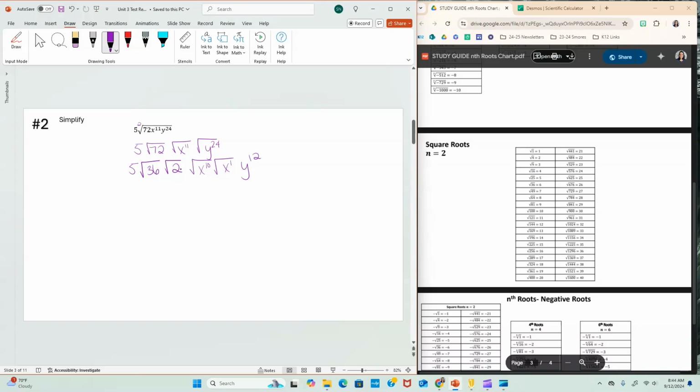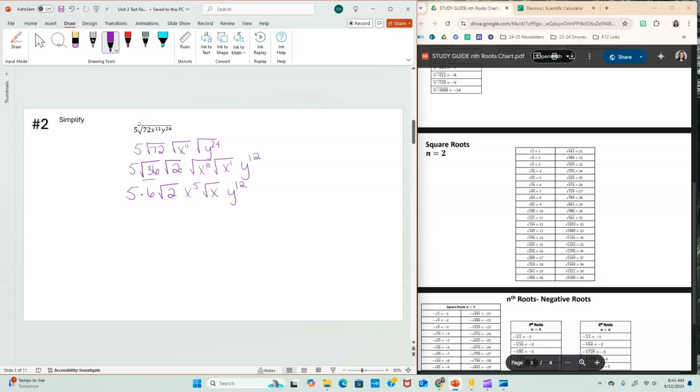So now let's go ahead and simplify. So we have 5. The square root of 36 is going to become 6. Then we have the square root of 2. X to the 10th, remember, we can just take half of that exponent. It's divisible by 2, so that's going to become x to the 5th. The square root of x is just going to stay like that because it can't be simplified. And then we have y to the 12th.